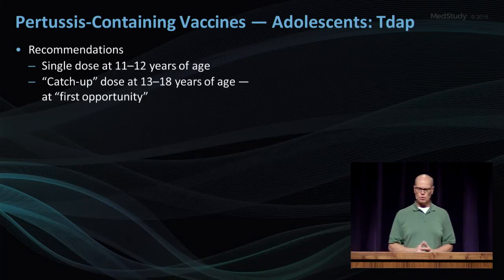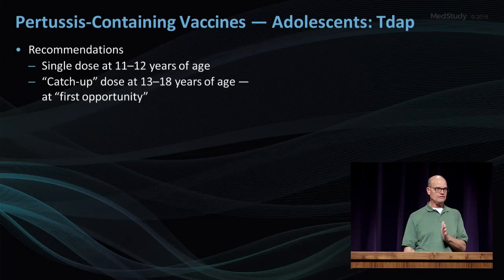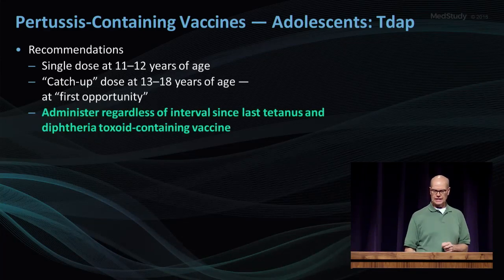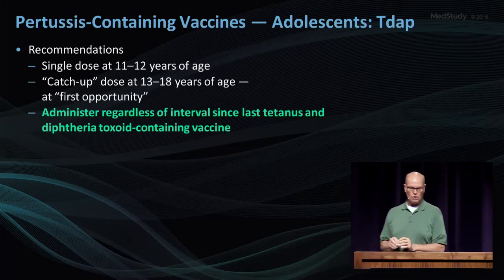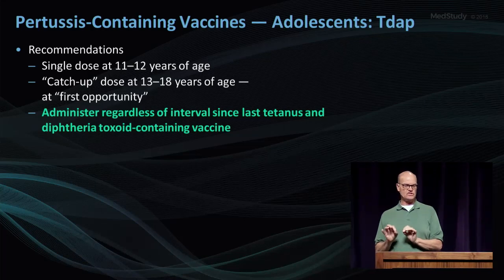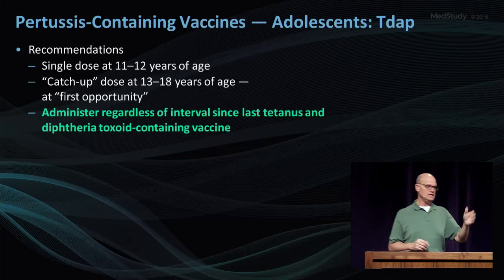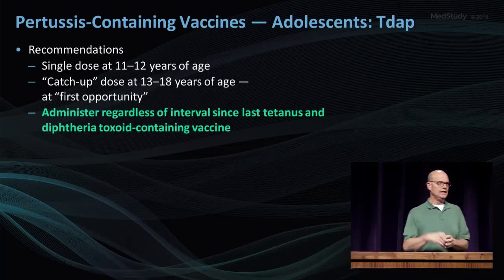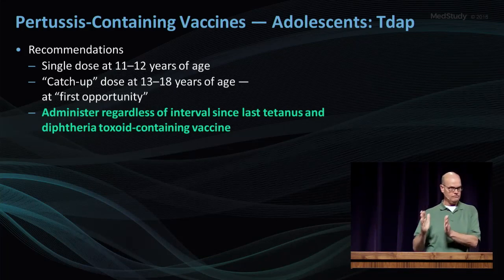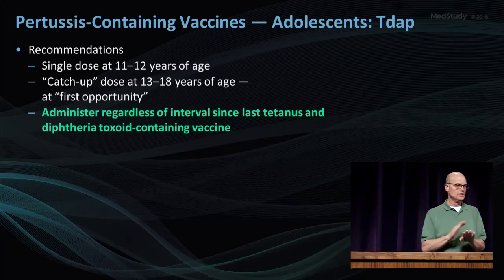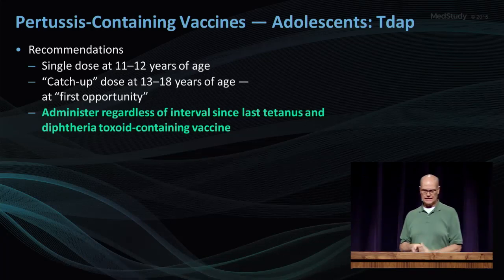Give it at 11 to 12 years of age, catch up at the first opportunity between 13 and 18 years of age, and keep this in mind that Tdap can be administered regardless of the interval since the last tetanus and diphtheria containing vaccine. So if they got a TD at 12 years of age for some reason and now they're 14, give them a Tdap. It is okay. It used to be that you had to wait 5 years, then it was 2 years, and now there's a recommendation not to wait at all.